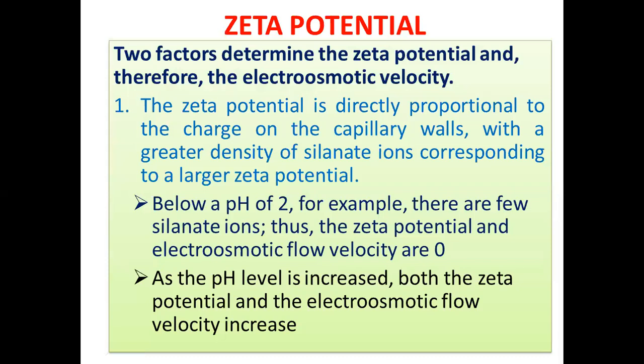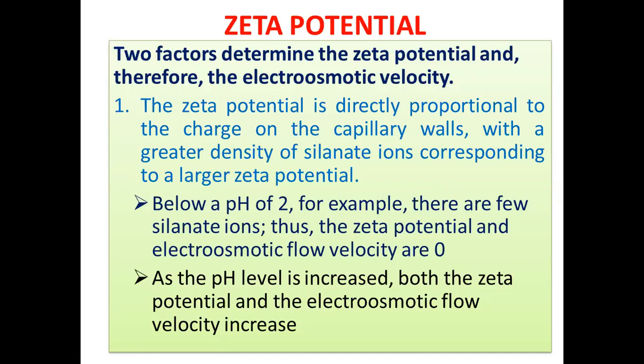As I told you, the zeta potential depends on two factors. What are those two factors? And then the electro-osmotic velocity. As you saw in the previous expression, if the zeta potential is more, the electro-osmotic velocity will also become more, and if the electro-osmotic velocity is more, the electro-osmotic mobility will also become more. As you saw in the diagram showing the movement of the cations and anions, the zeta potential is directly proportional to the charge on the capillary wall, because the positively charged species are bound to the negatively charged silanate anions. Therefore, the change in potential at the double layer will be more, and therefore the zeta potential will be more.